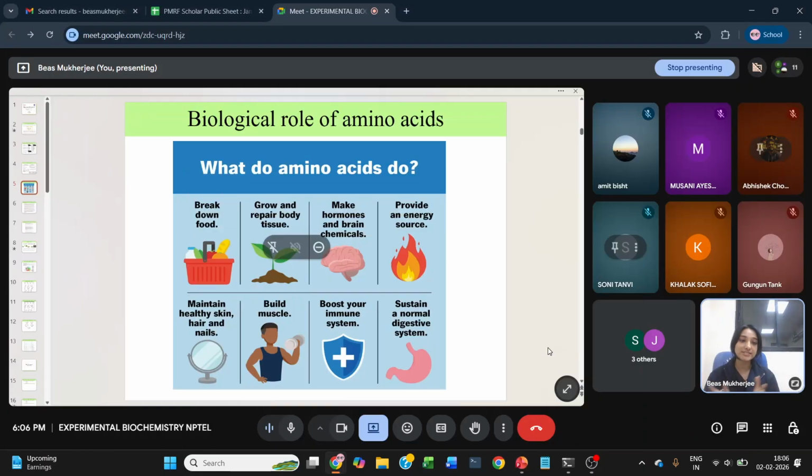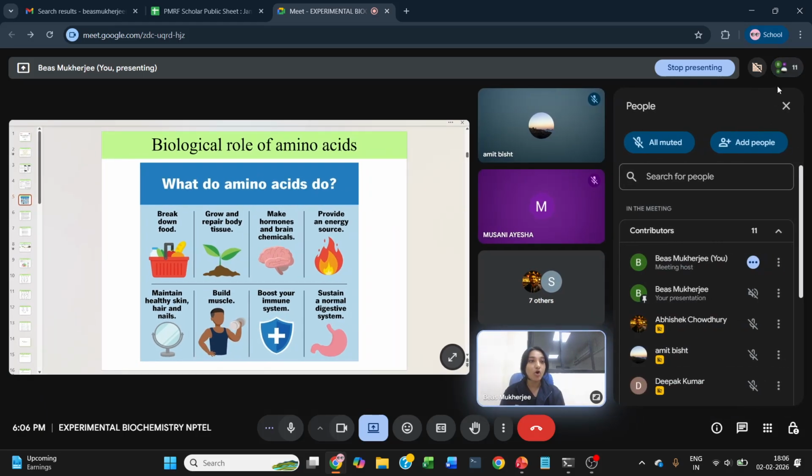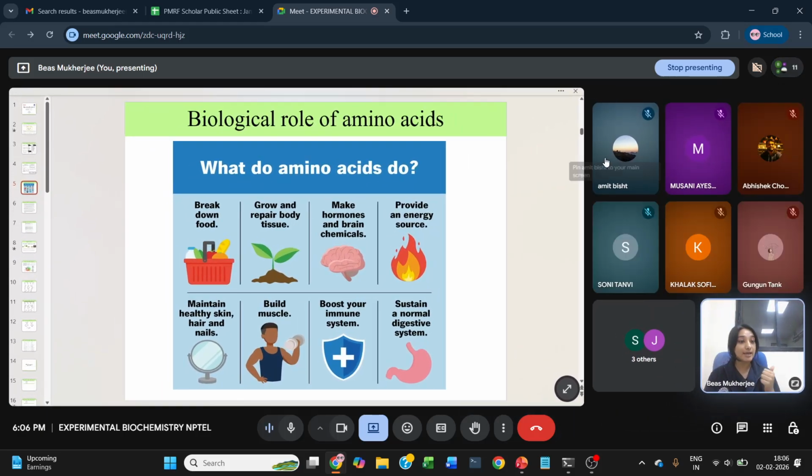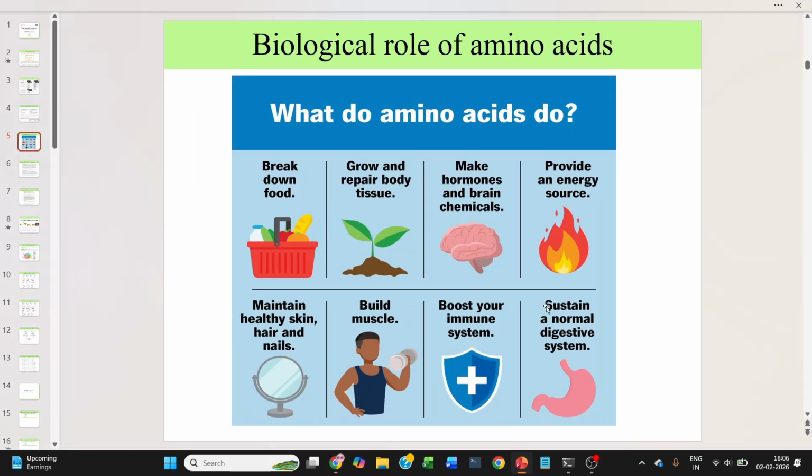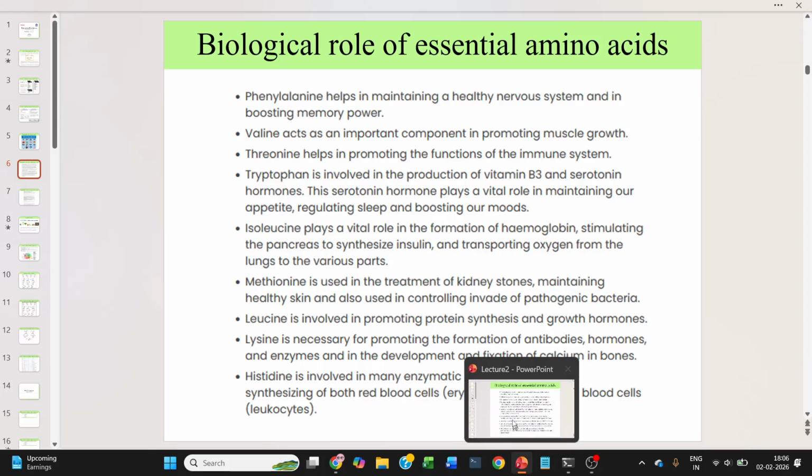Now, we'll look at the functions of amino acids once again. We'll just brush through all these. So, one is breaking down of food, growth and repair of body tissues, making hormones and brain chemicals, neurotransmitters, then provide energy source, maintains healthy skin, hair and nails, okay, build muscles, boost your immune system and sustain a normal digestive system. Now, so that tells us that amino acids are very important for our bodily functions.